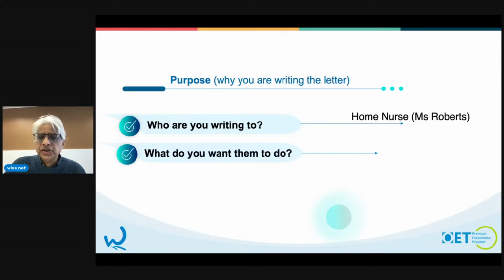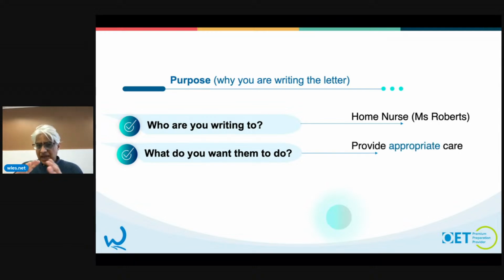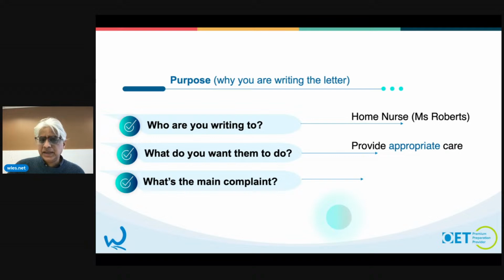What do you want them to do? Again, really important. So you might remember at the end in the task it says provide appropriate care. And we'll look at that now as we go through the case notes. And finally, what's the main complaint as well? We know the patient had osteoarthritis in her right shoulder. We also know the patient has now had an operation and had a shoulder replacement.